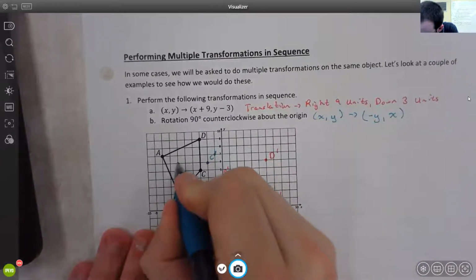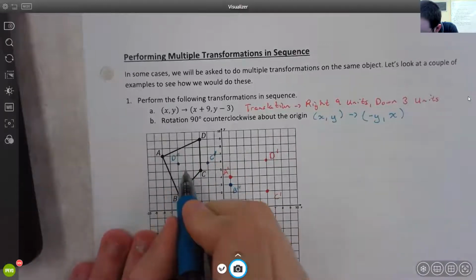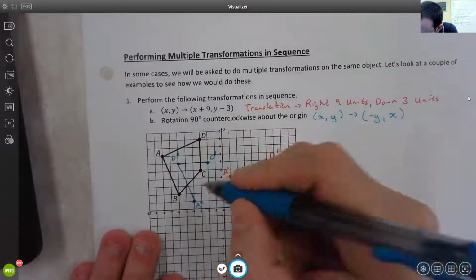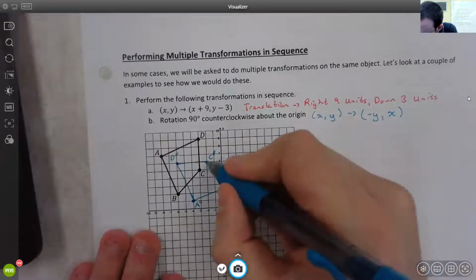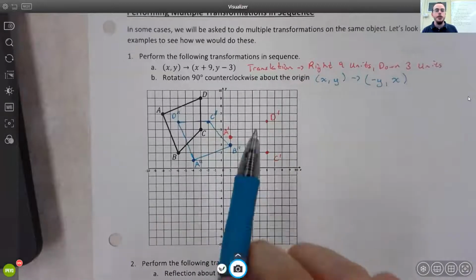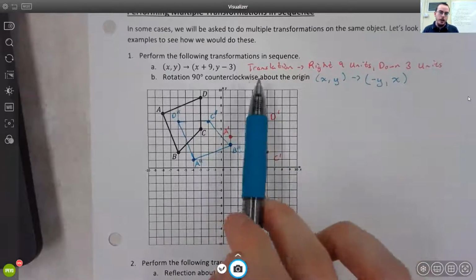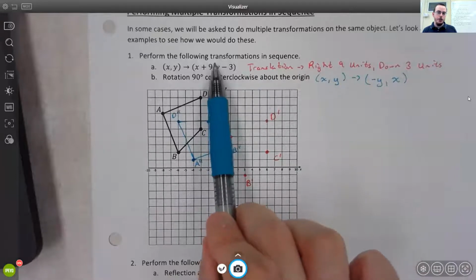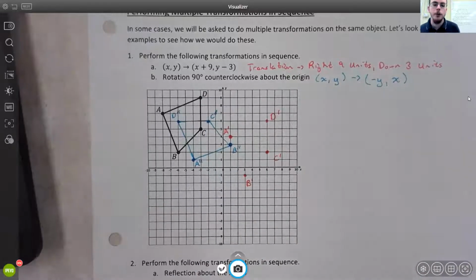And these shapes will overlap, but that's okay. And the blue shape is the one that has had both happen to them. And make sure you do it in the correct order by what it says. So if it says do this and this, make sure you do the one that's listed first before you begin doing anything else. Okay?